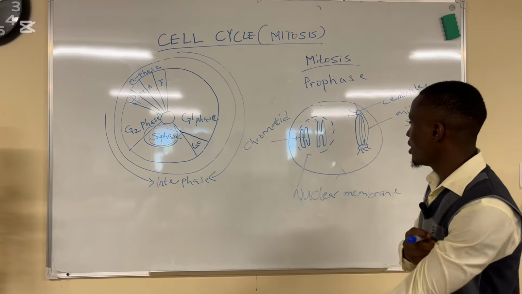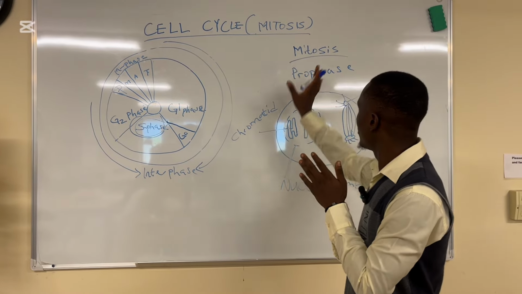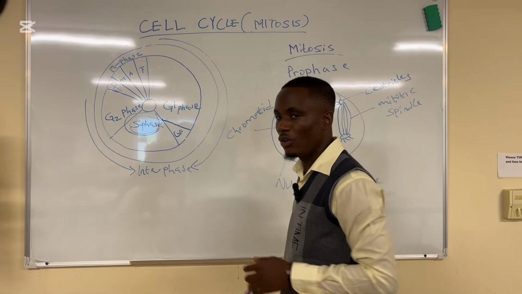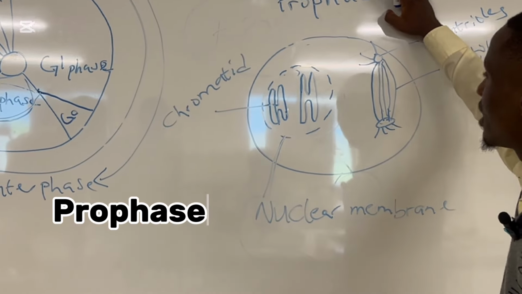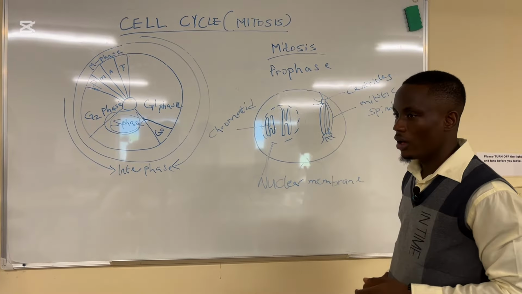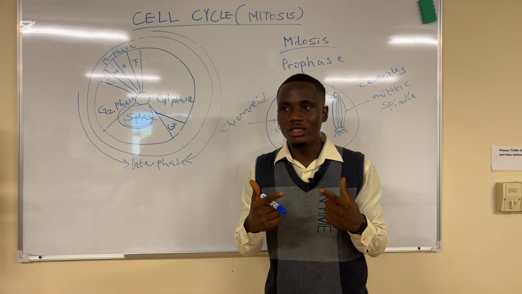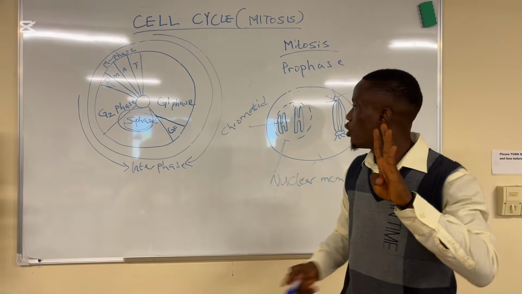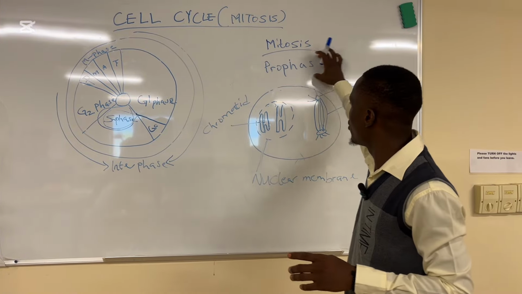So the next thing we are going to be talking about is mitosis properly. And the first stage of mitosis is what we call the prophase. Prophase is regarded as the first stage of mitosis. For you to understand this better, there are some things you need to take note of. There are four major things that occur during the prophase stage.